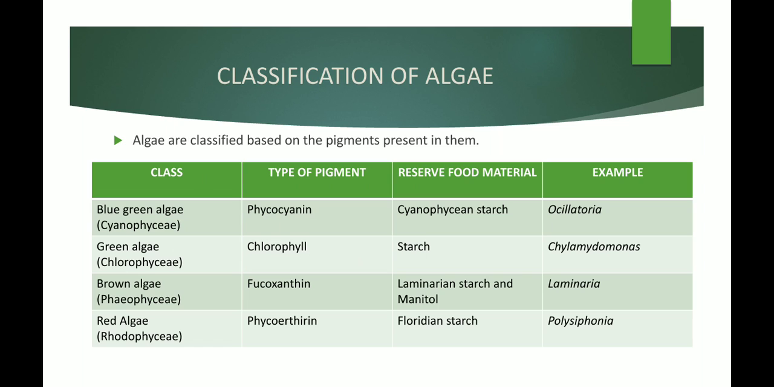I have mentioned in this column the reserve food material. You'll learn later why food material is taken into consideration and what its importance is. Different kinds of starch are found in the algae, so you should consider it for now. So these are the four classifications of algae.